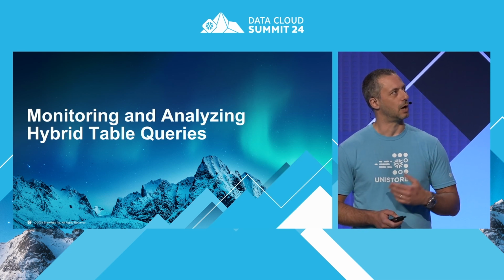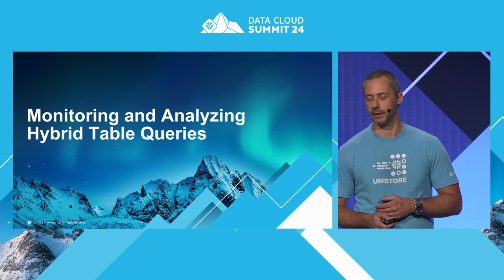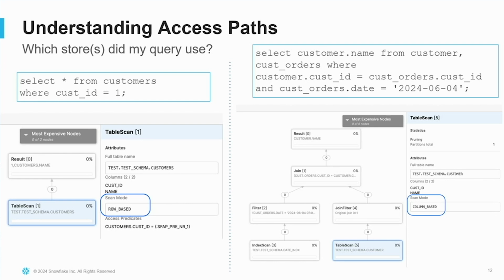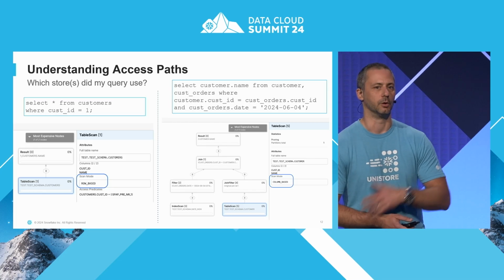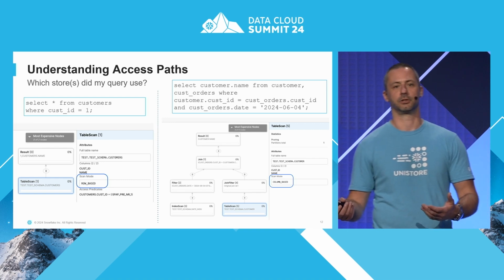Now let's move into how we monitor and analyze hybrid table queries. One of the key questions that users are asking when they start running hybrid table queries and try to debug the performance of hybrid table queries is, which engine did my query use? Did it go to the analytical store or the operational store?